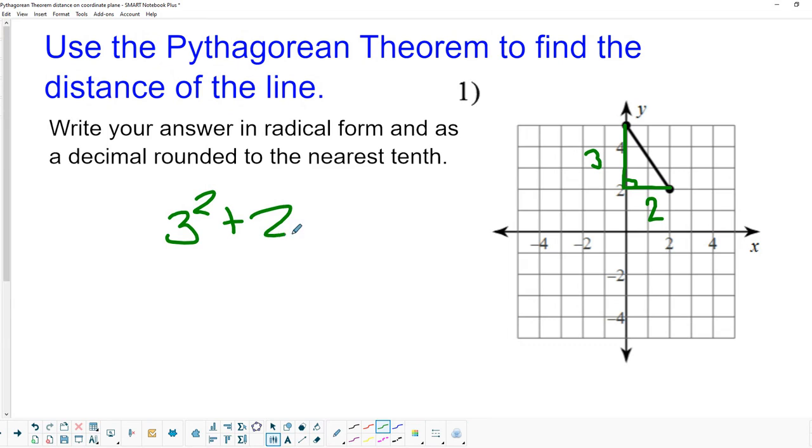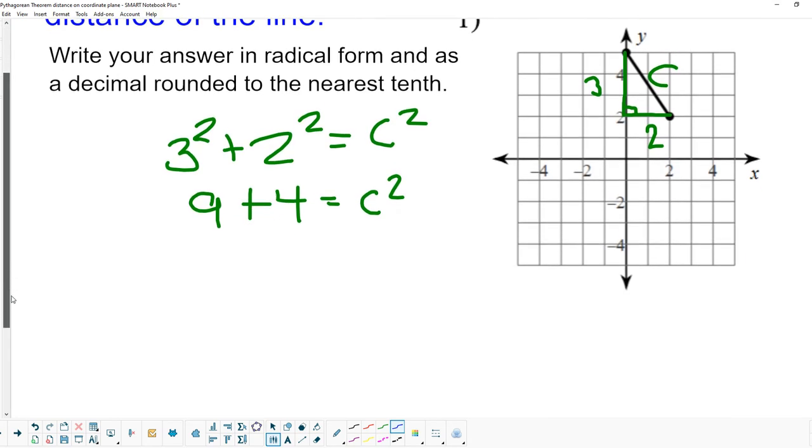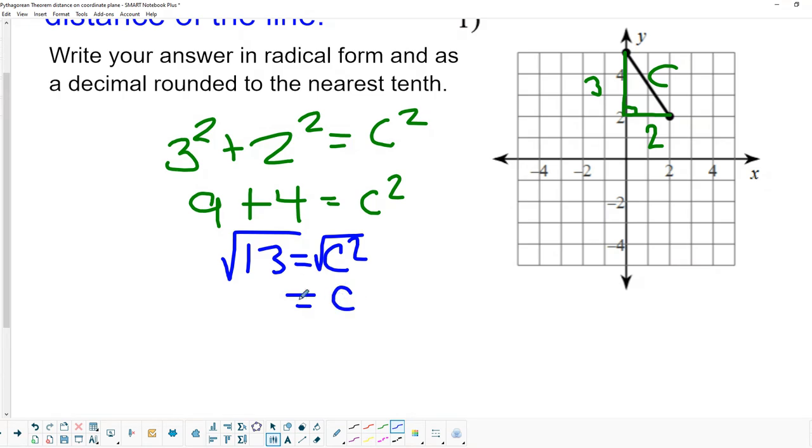plus b squared equals c over here squared. And 3 squared is 9, 2 squared is 4, and all of that equals c squared. So now when I combine 9 and 4 together, I get 13 equals c squared. So to find c, I have to take the square root of both sides of my equation. And so I end up with c equals the square root of 13, which is your answer if you just leave it in radical form.